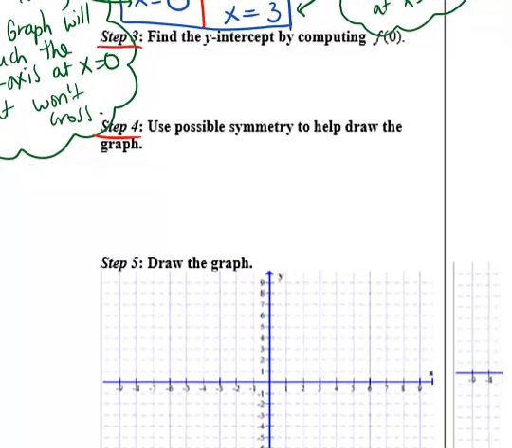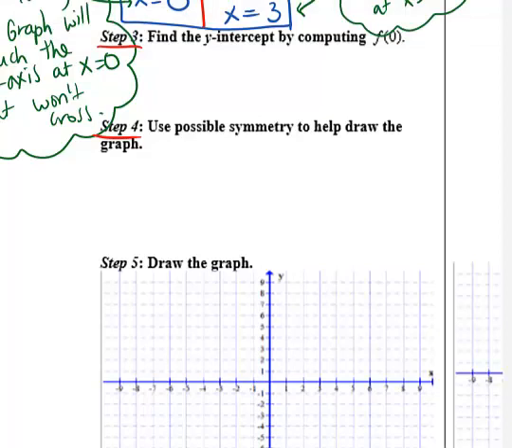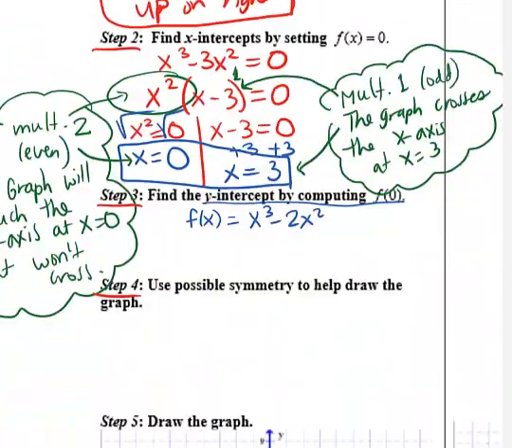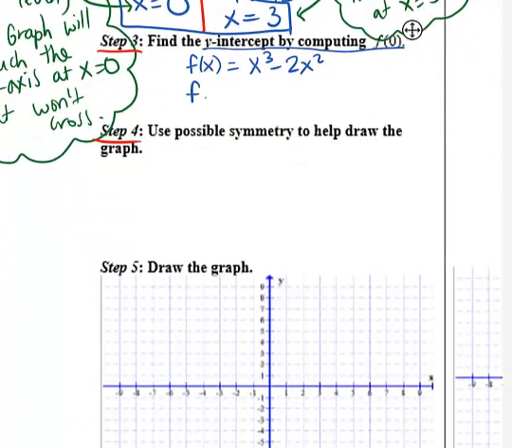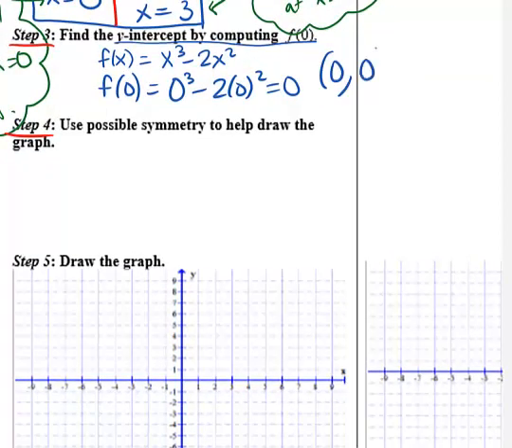The next step is to find the y-intercept, which we haven't done yet, but it's so simple that we could just figure it out right now. The y-intercept you can find by computing f of 0. Well, f of x was, what was it? x cubed minus 2x squared, right? Yeah, okay. So the y-intercept should be f of 0. I'm just going to put a 0 in for x, and I get 0. There's the y-intercept. That's where it hits the y-axis.